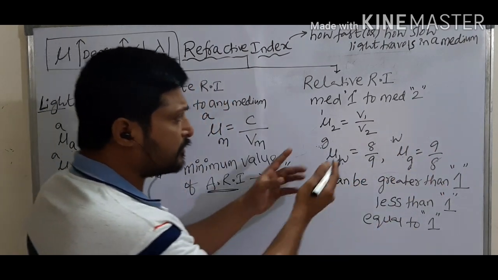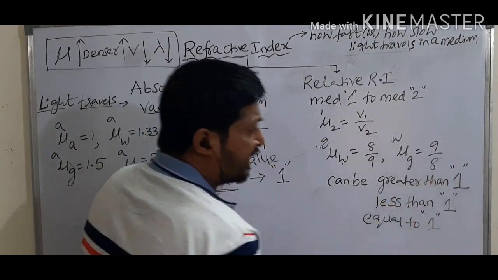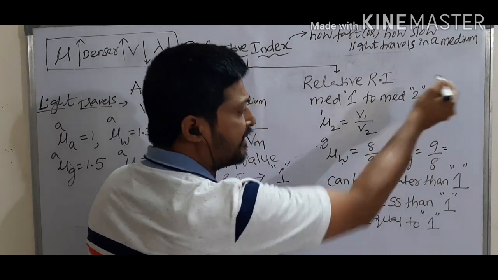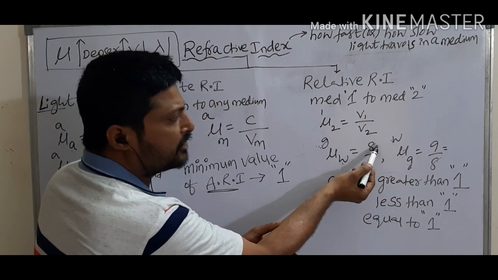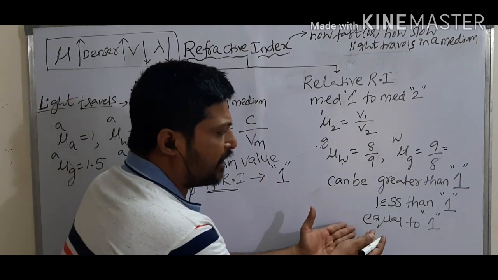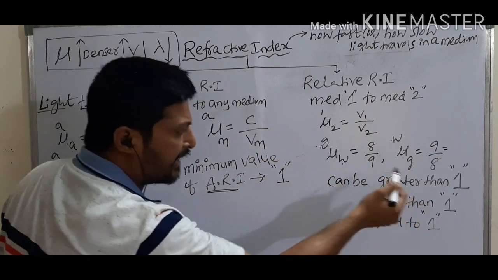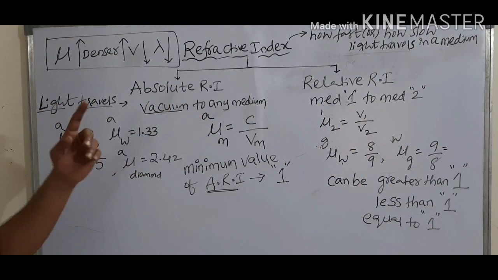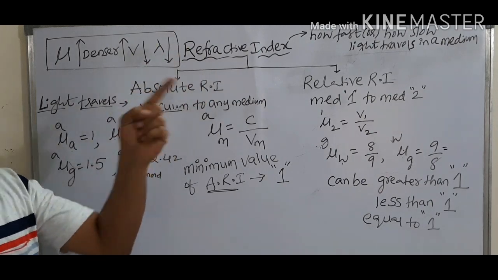If you observe the values, relative refractive index values can be greater than 1. See here 9/8, its value is greater than 1. They can also be less than 1. See here 8/9, which is 0 point something, so its value is less than 1. Sometimes its value is equal to 1. So relative refractive index values can be greater than 1, less than 1 or equal to 1. I hope the concept of refractive index is very clear to you.